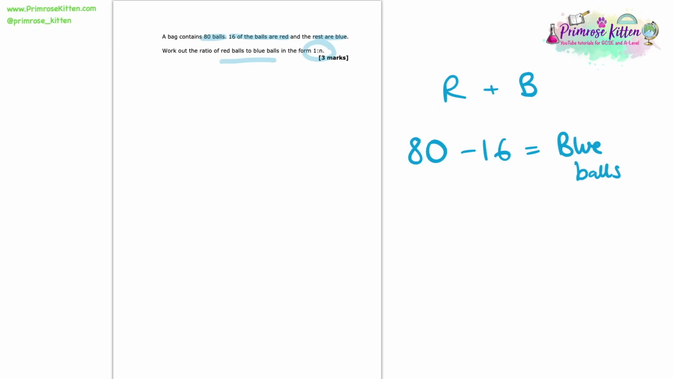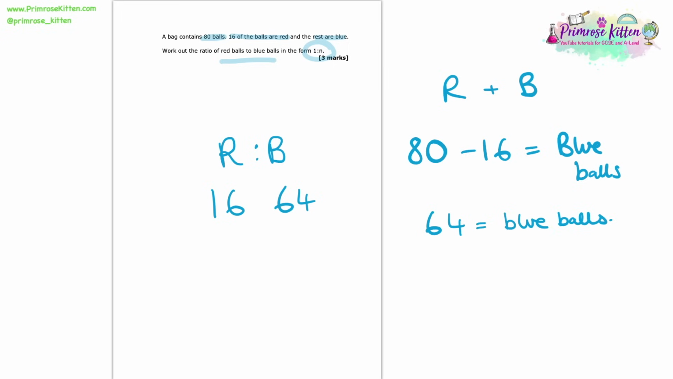So 80 minus 16 gives us 64. So we know in this question that we have 64 blue balls. We're asked here to do a ratio of red balls to blue balls. Now we know that we had 16 red balls, so we'd write that underneath the red. And the blue balls are 64. So we've got a 16 to 64 ratio here.